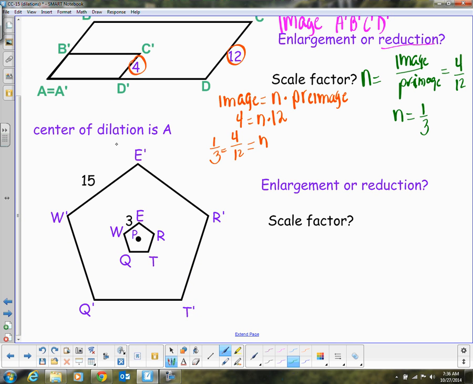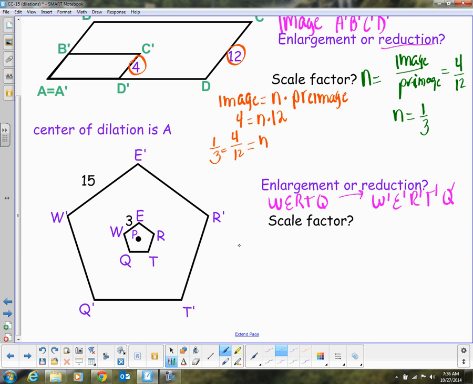Okay, let's look at this one. The center of dilation is A. Enlargement or reduction, Devin? How do you know? Okay, so we're looking at WERTQ mapping to W prime, E prime, R prime, T prime, Q prime. Scale factor. Jennifer, how do you want to do this scale factor? Do you want to do image equals n times pre-image or in the fraction form? Your choice. What do you like best?